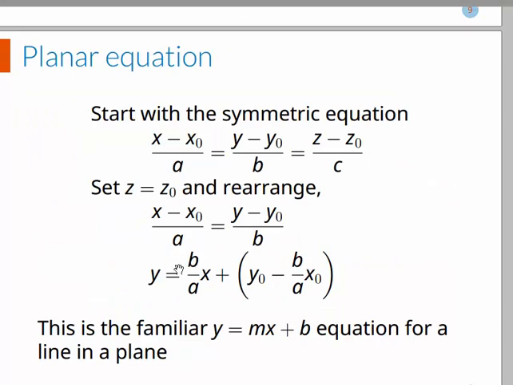So here we are starting with the symmetric equation in general. But if z equals z naught, then the last term is going to drop out. We will not worry right now about c, so this is gone, and we just end up with x minus x naught over a equals y minus y naught over b. This is the equation for a line in a plane perpendicular to the z axis, but offset by z naught. And we had the xy coordinate plane in the first lecture.